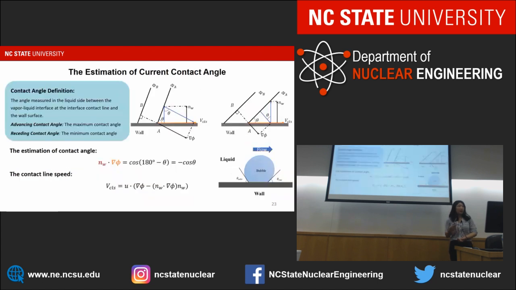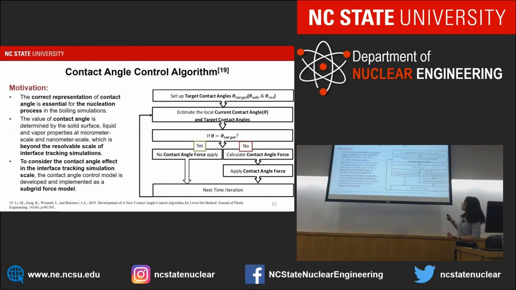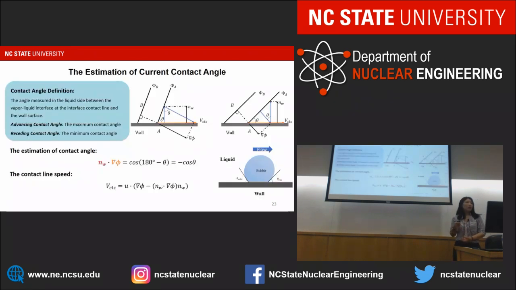And in the next few slides, I'm going to discuss how we calculate all these important terms I'm showing here. First is the estimation of the current contact angle. The contact angle is measured in the liquid side between the liquid-vapor interface and the solid wall. And in the code, we estimate the current contact angle using the level set gradient. This phi A and phi B are level set. The level set gradient and the wall normal vectors.